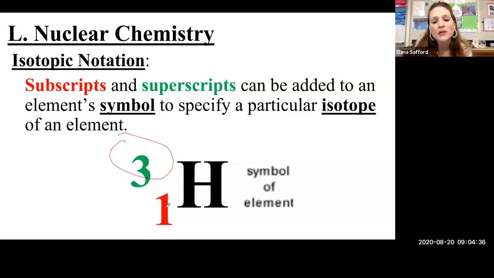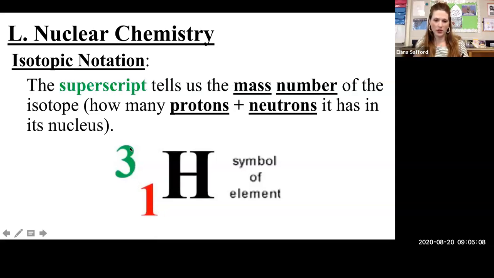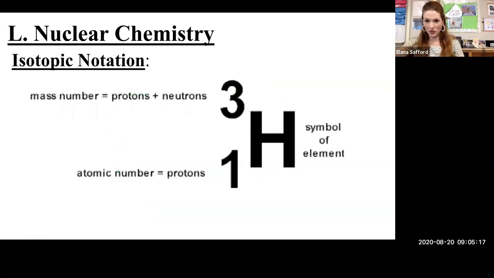This number here is just the protons. The protons will not ever change in an atom. It's what makes that atom whatever it is, it's what gives it its specific properties. So hydrogen here, for example, will always have a number 1, but this number could change because the number of neutrons could be different. So like I said, the subscript tells you the atomic number, which is the same thing as protons. The superscript gives you the mass, the protons plus the neutrons. This will vary. There's a picture of that.